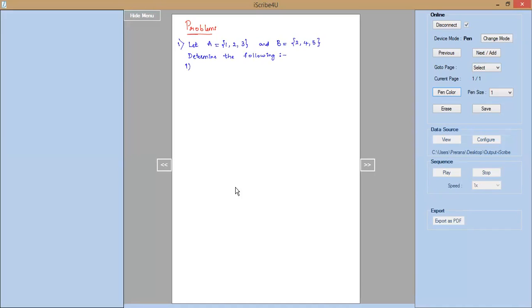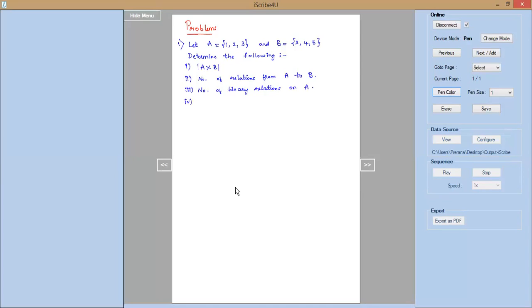First one, the cardinality of A cross B. Second one, the number of relations from A to B. Third one, the number of binary relations on A.